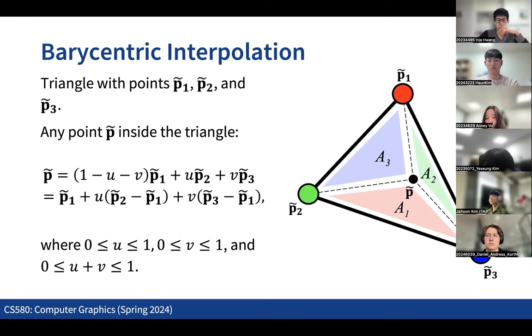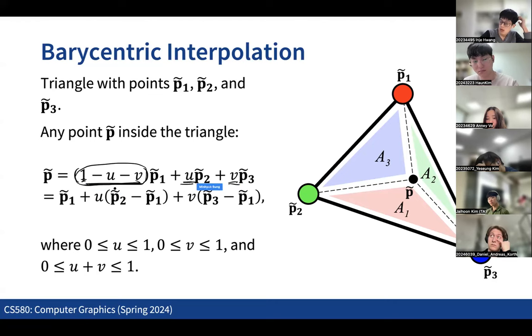And from the constraint that the sum of these three coefficients should be one, we can drop one of the coefficients and have only two parameters. So instead of having these three parameters, we can make this one minus u minus v and have just two parameters. Which means that now we can express any point not with three numbers, but with two numbers, u and v here. Make sense? Is this clear?